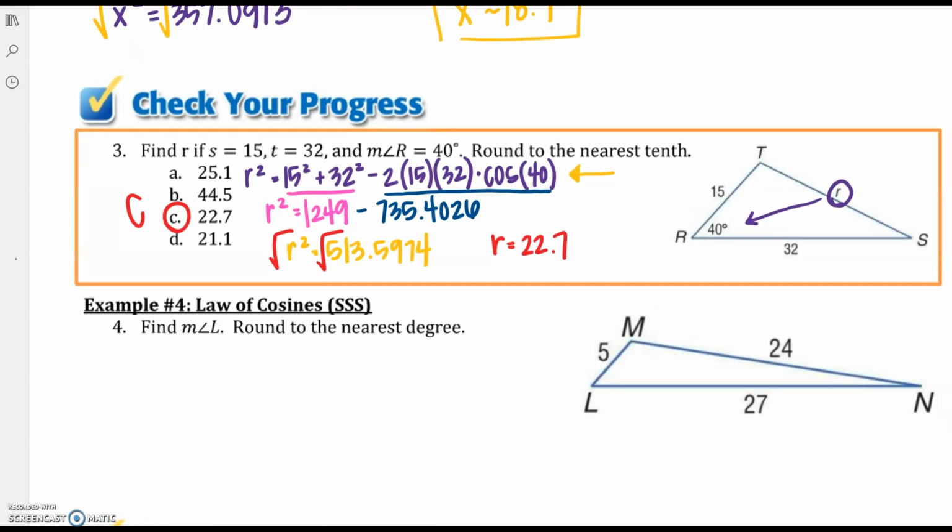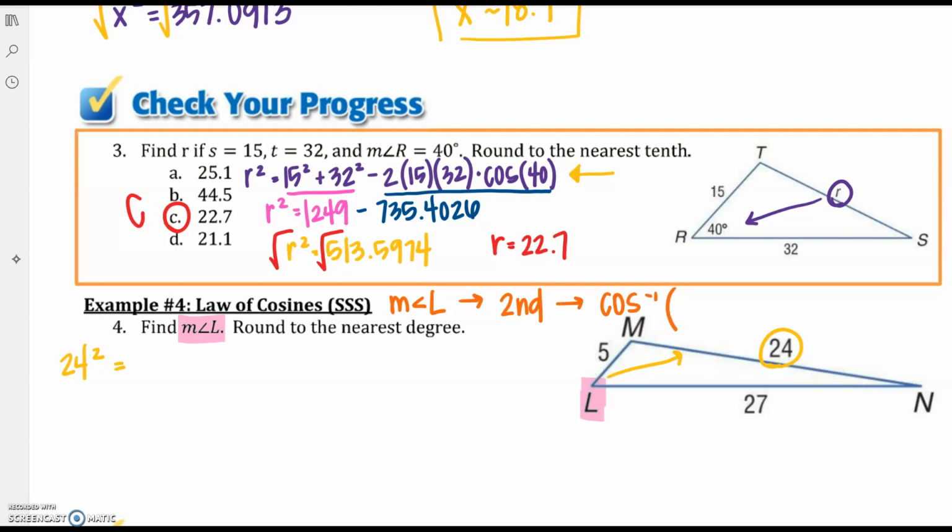All right, what if I have all three sides, SSS, and I need to find the measure of angle L? So a few things just to notice. The measure of angle L, so here, this side that's across from it is going to go first, of course. 24 squared equals, okay, first thing. And then if I'm ever having to find the measure of an angle, remember I need to push that second button at the very end to get my inverse cosine to find my angle.